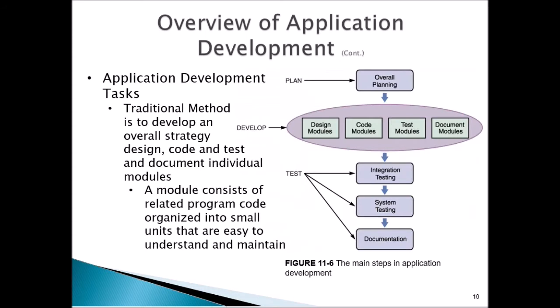Now let's continue the overview of application development by going through some of the application development tasks. In the traditional method, we like to develop an overall strategy, design, code, and test, and document individual modules. A module consists of related program code organized into small units that are easy to understand and maintain.